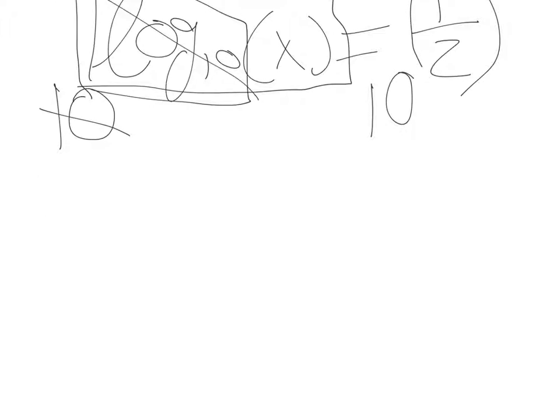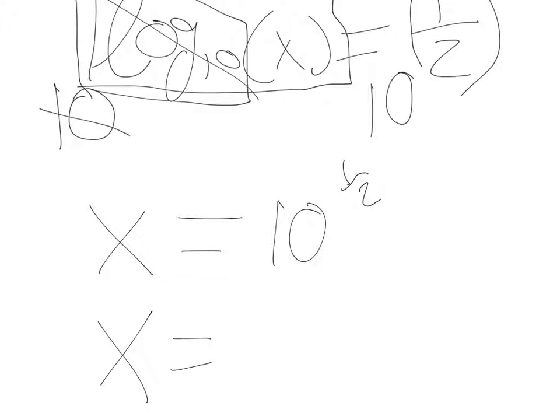At this point, now it's just kind of a plug and chug. Left side, I'm just left with x. On the right side, I have 10 to the 1/2. When I put that into my calculator, I'm going to do 10 caret 0.5, or you could do 1 divided by 2. Make sure you put that in parentheses if that's what you do. And I get my final answer of x equals 3.16.